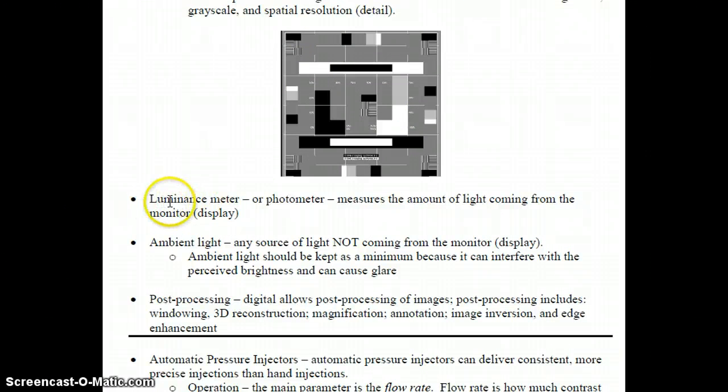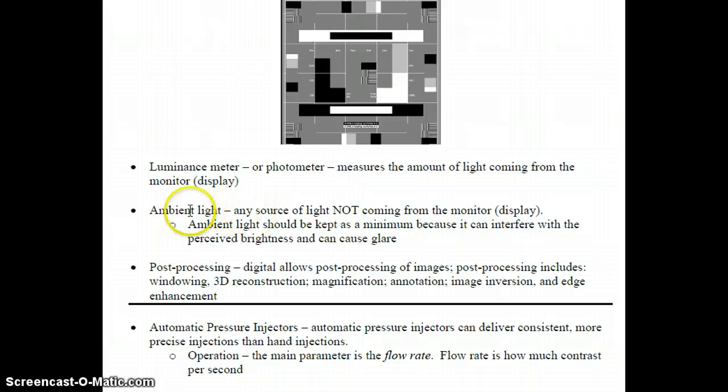They would also use a luminance meter or photometer, and this is a device that measures the amount of light coming from the monitor. Another big factor in digital imaging and display is the ambient light, which is a source of light not coming from the monitor, such as your overhead lights on in the room. That ambient light should be kept at a minimum because it can interfere with the perceived brightness coming from the monitor, and it can cause glare.